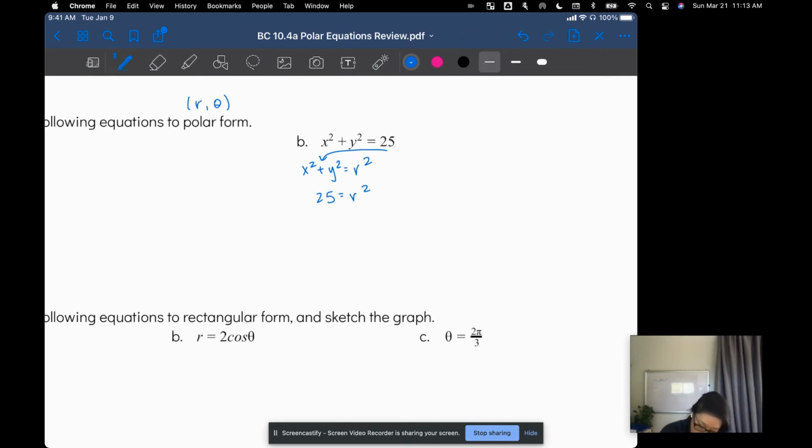Okay, then I'm going to take the square root. r is equal to plus or minus 5. I'm just going to put plus 5 because a positive 5 radius and a negative 5 radius will graph the same thing.